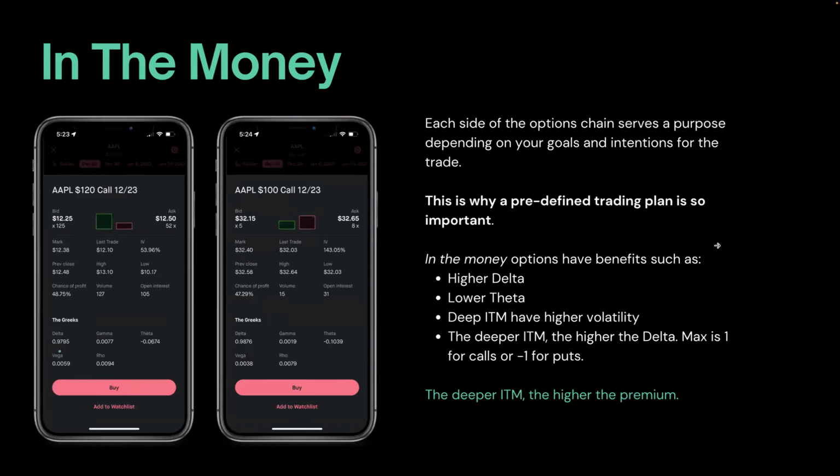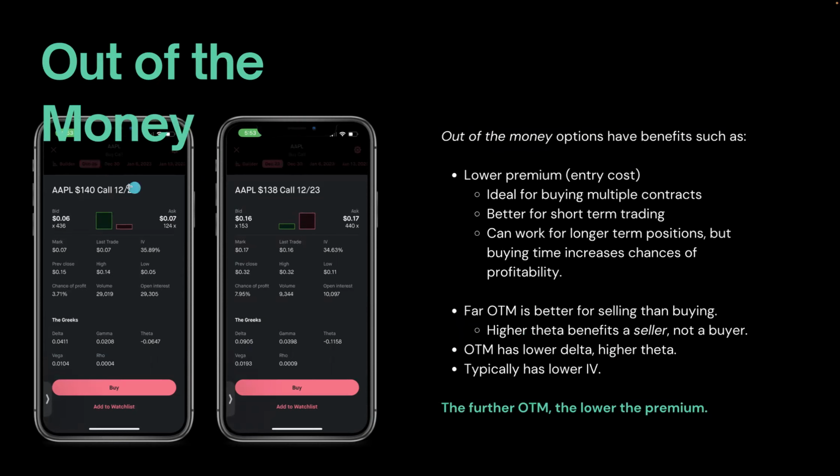This margin is driving me crazy. But out of the money has benefits too, right? I love to be out of the money. That's where I thrive. So when you're out of the money, you have a lower premium, right? Lower entry cost. This is ideal for buying multiple contracts.